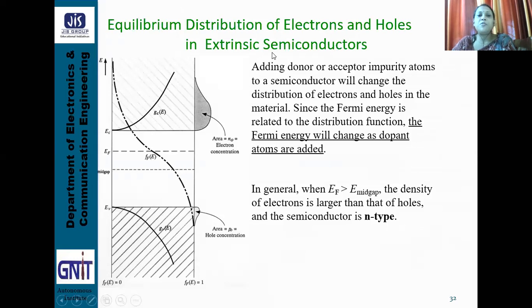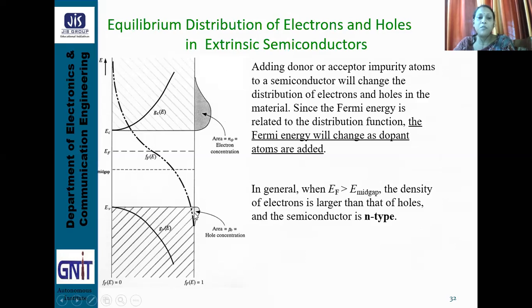So, equilibrium distribution of electrons and holes in an extrinsic semiconductor. Adding donor or acceptor impurity atoms to a semiconductor will change the distribution of electrons and holes in the material. Since the Fermi energy is related to the distribution function, the Fermi energy will change as dopant atoms are added. So EF is greater than E mid gap. Here we can see this was E mid gap. Now EF is greater than E mid gap. So we can see that this section has been reduced.